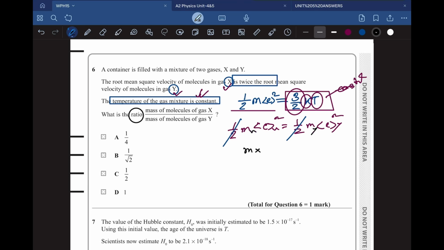We can make a ratio right here, that mass of X by mass of Y is equal to, this C will be in the numerator and this C will be in the denominator, right? So we can write it like this, C squared divided by C squared. This one was for Y, this one was for X.